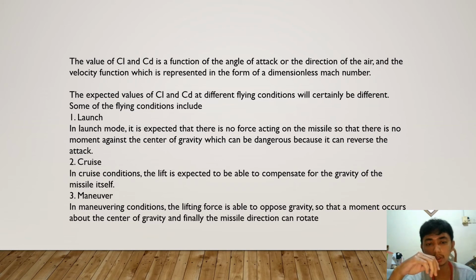Then the second flying condition is cruise. In cruise condition, the lift is expected to be able to compensate for the gravity of the missile itself. In the maneuvering condition, the lifting force is able to oppose gravity so that a moment occurs about the center of gravity, and finally the missile direction can rotate, or we can say it pitches down or pitches up in two dimensions.